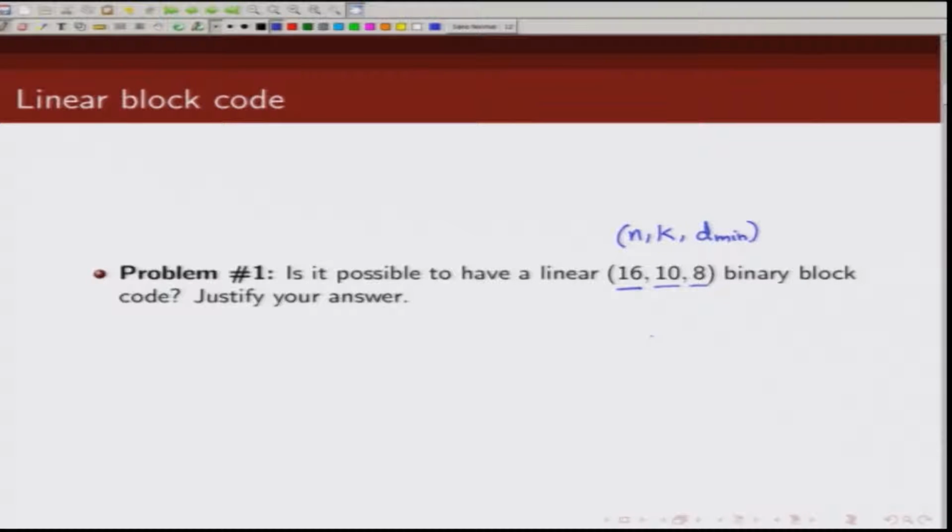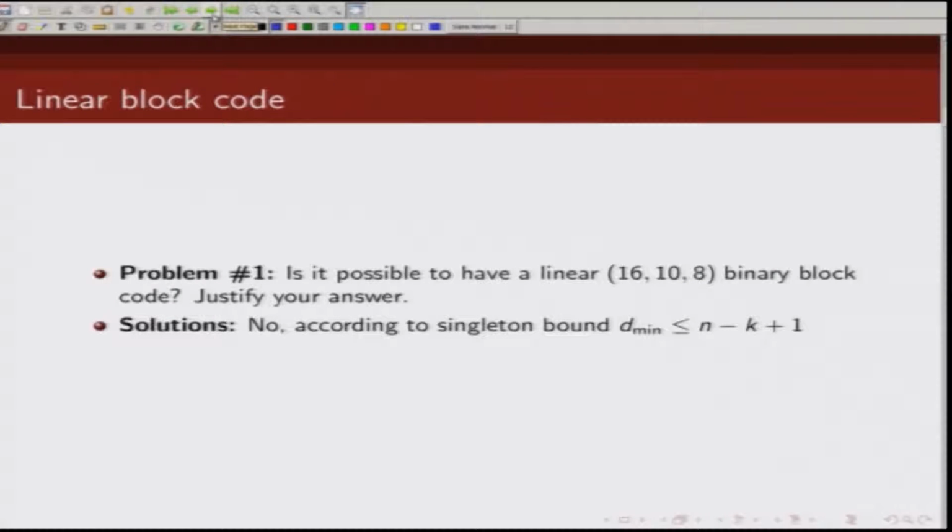We have talked about various bounds on minimum distance. So, let us see whether this satisfies the bounds on minimum distance. Let us start with the Singleton bound. Well, the answer to this question is no. The reason being, this does not satisfy the Singleton bound.